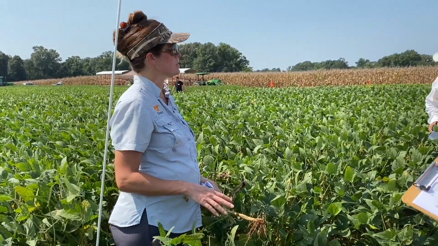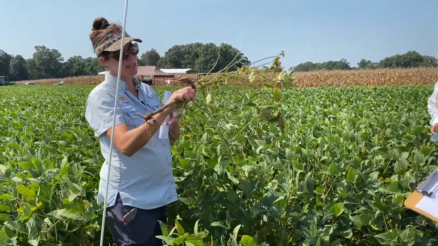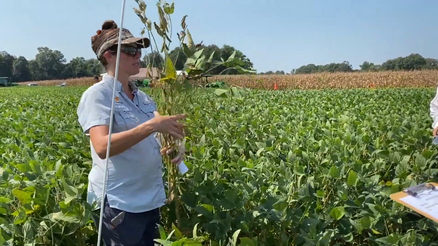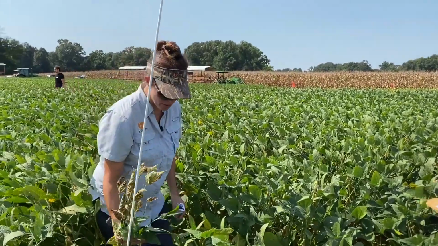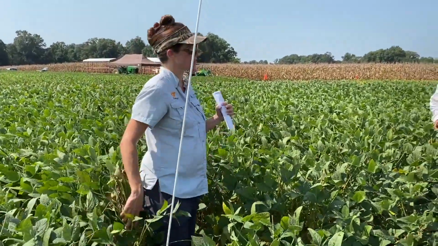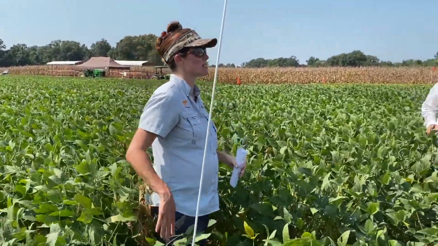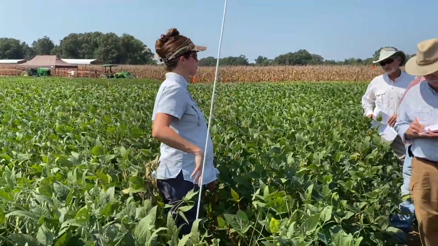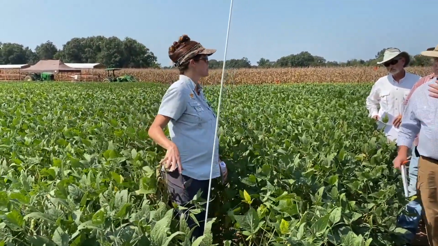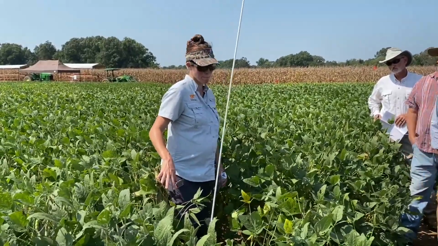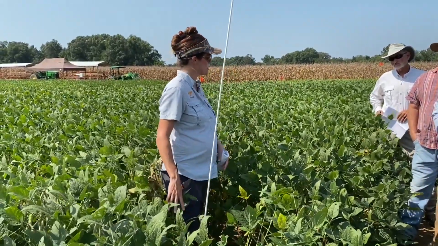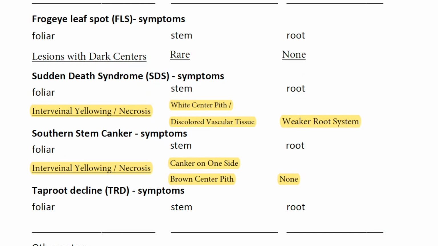That's because with sudden death syndrome, the fungus has actually colonized the root system earlier in the season, and the above ground symptoms you're seeing are the toxin that the pathogen produces, which goes into the vascular tissue up into the leaves. That's the difference between the root system symptoms for stem canker and sudden death syndrome. Are there any questions about that?